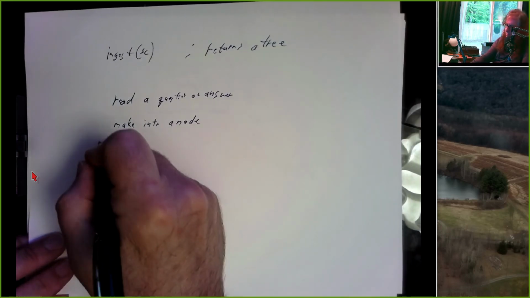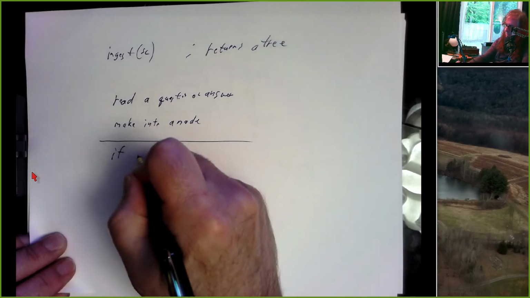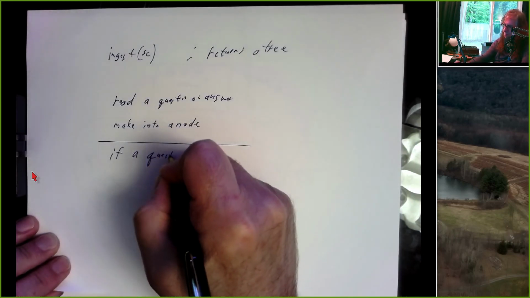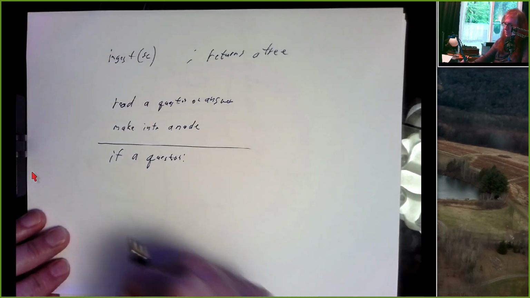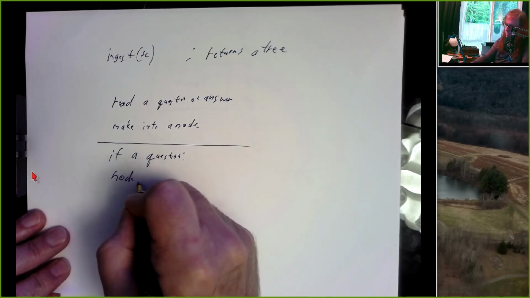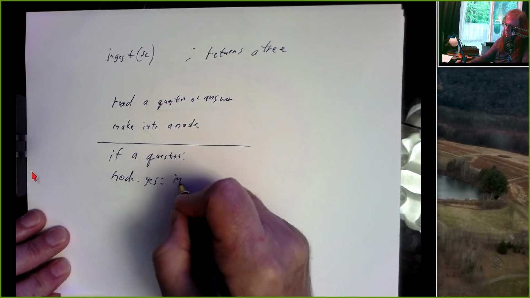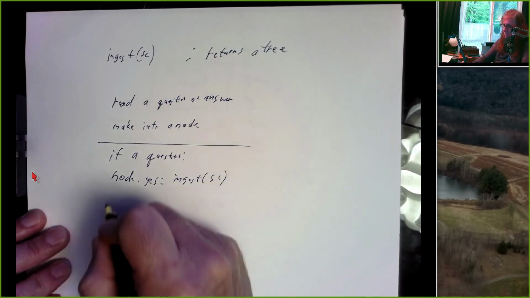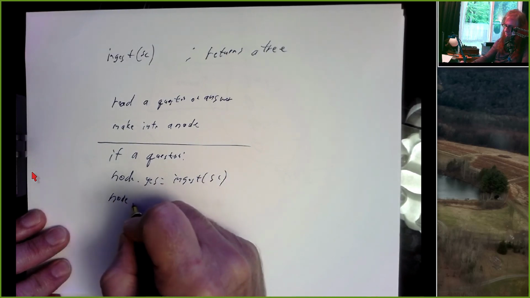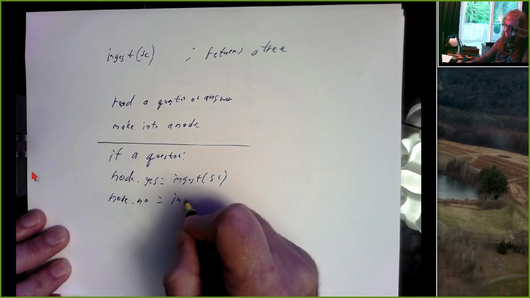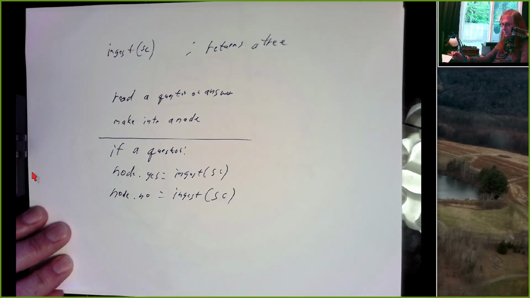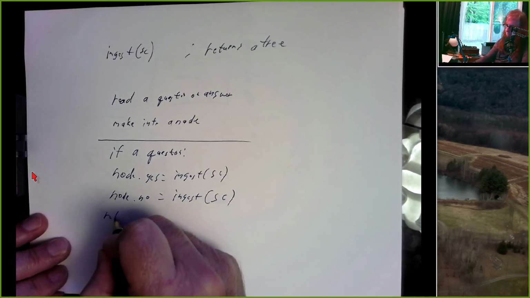All right. If the line that we read was a question, then we're going to set node.yes equal to the result of calling ingest. And then we're going to set node.no equal to the result of calling ingest. And then we're going to return.